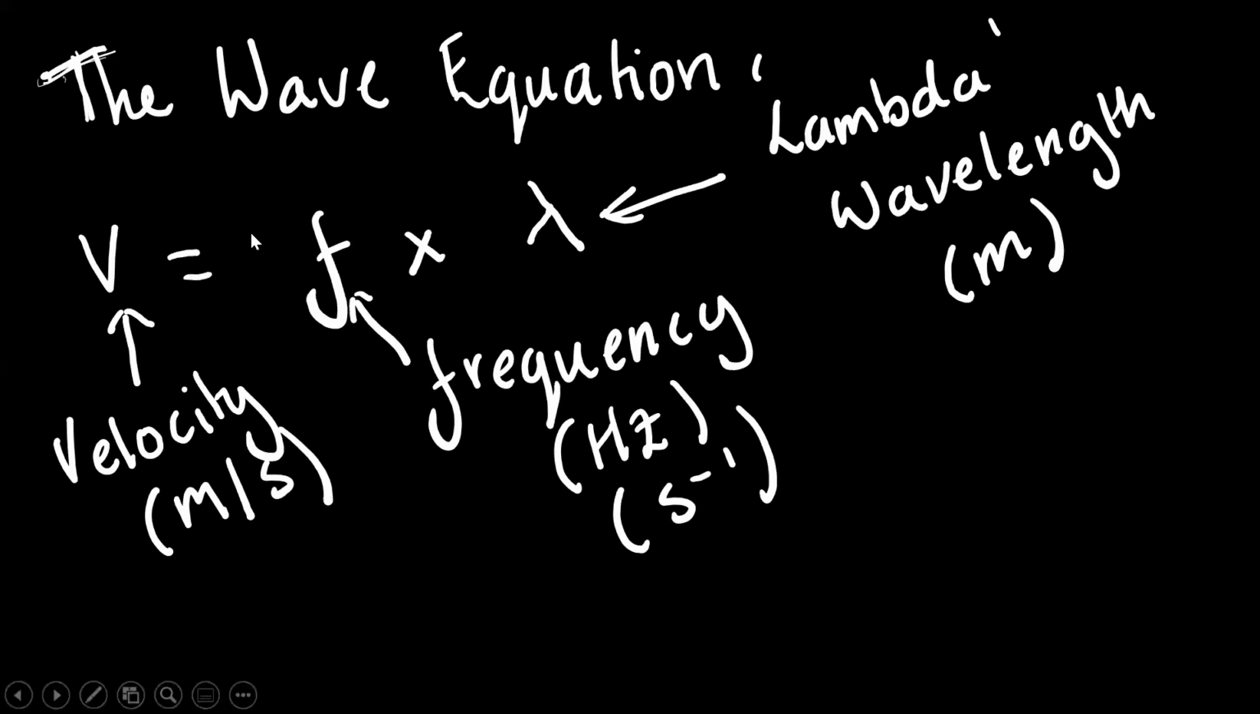Okay, so there's a bit of a recap on the wave equation. So V equals F times lambda, often called V equals F lambda. So it's V for velocity. Look at the units here. So it's meters per second. Frequency in hertz or per second. So your base units of that. And wavelength is lambda. Lambda is a Greek letter. So it's in meters generally. Sometimes you're given it in centimeters, so convert it generally. So this is the wave equation.